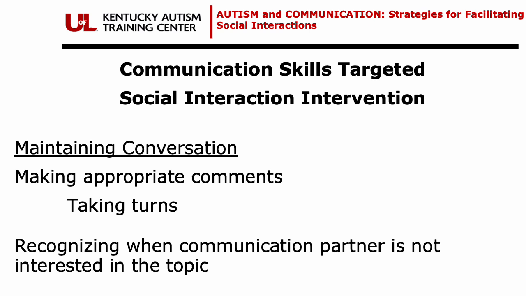Maintaining conversations is an area of social language that may need specific teaching as well. Making appropriate comments within the communication exchange, taking turns during conversation, and the ability to recognize when the communication partner is not interested in the topic are often areas to target to improve social language abilities and increase the number of communication interactions for persons with autism.